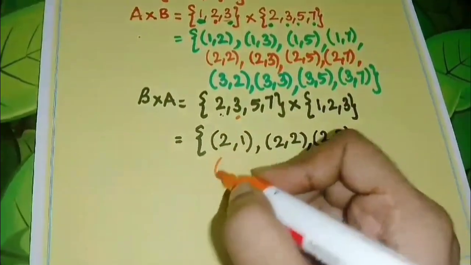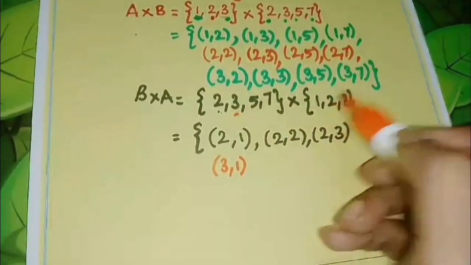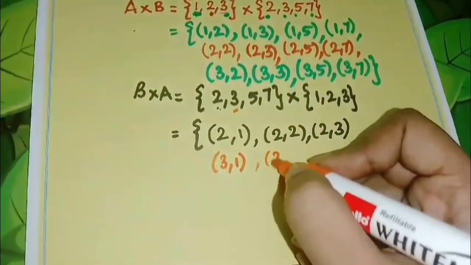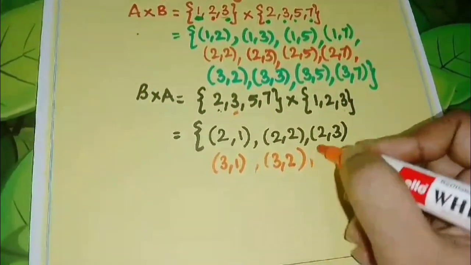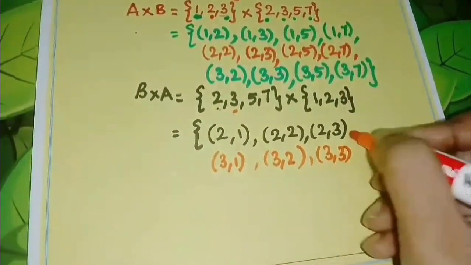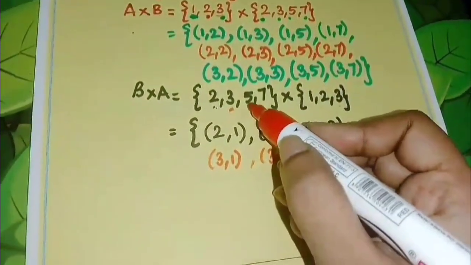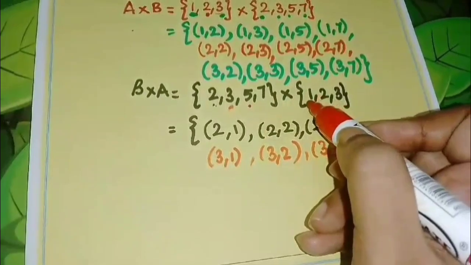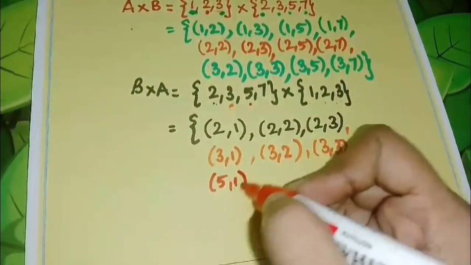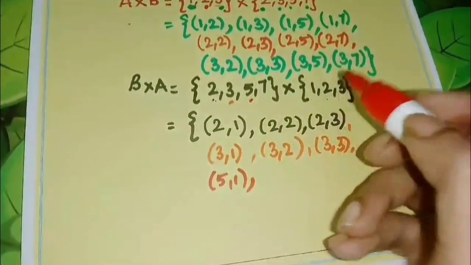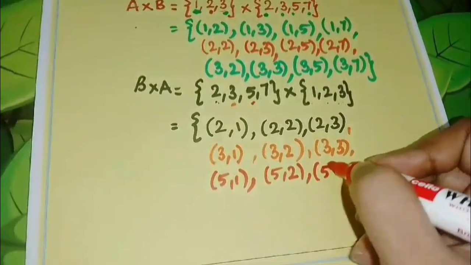So what will be our answer? (3, 1), (3, 2), (3, 3). And what is our next element in our set B? It is nothing but 5. So 5 will pair with 1, 2 and 3. So (5, 1), (5, 2) and (5, 3).